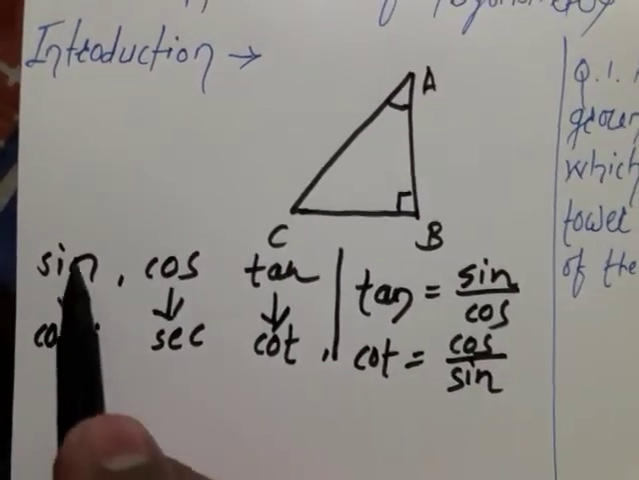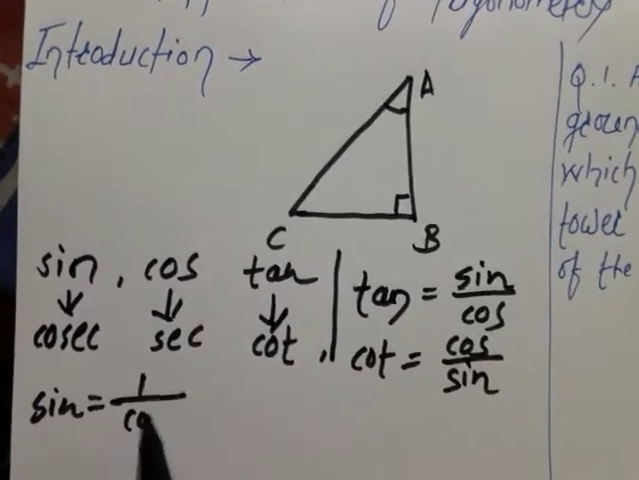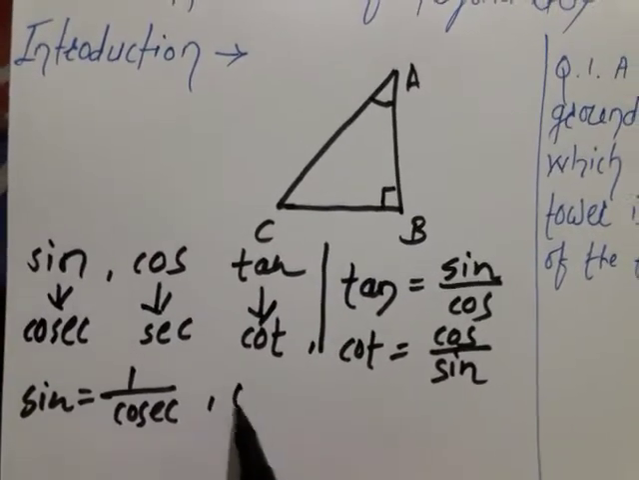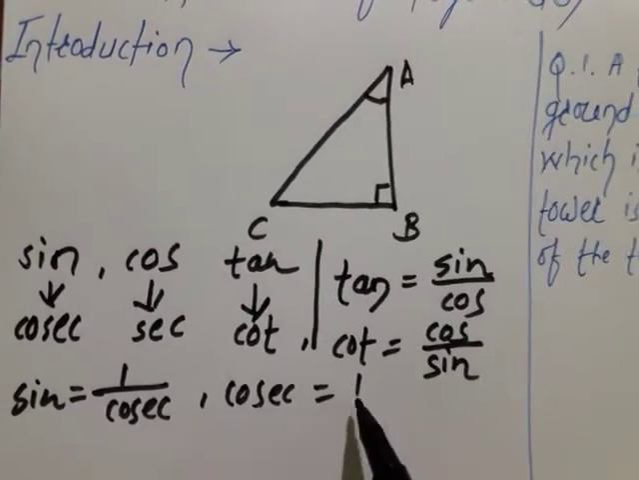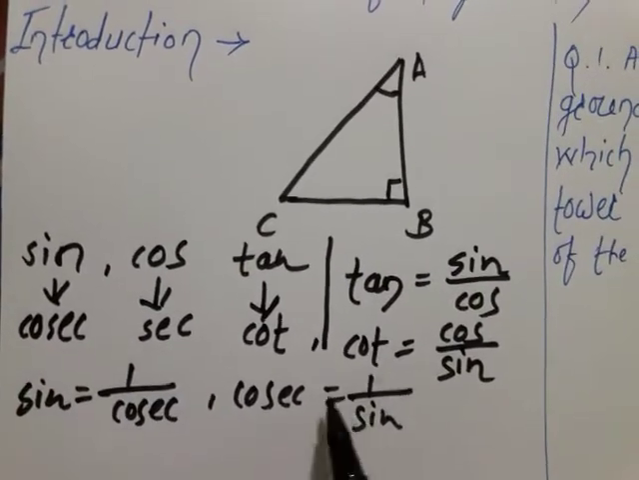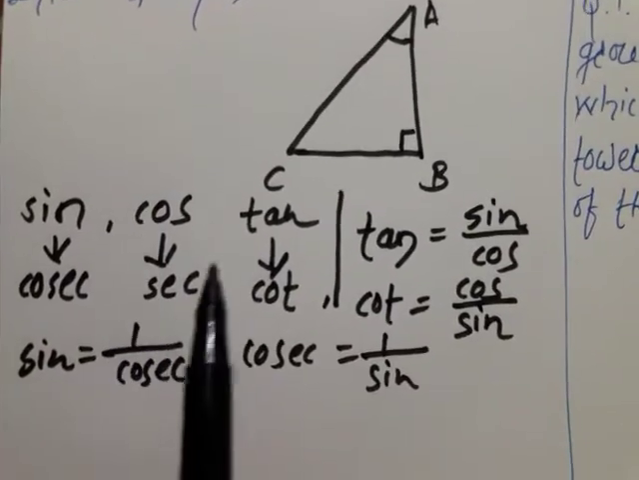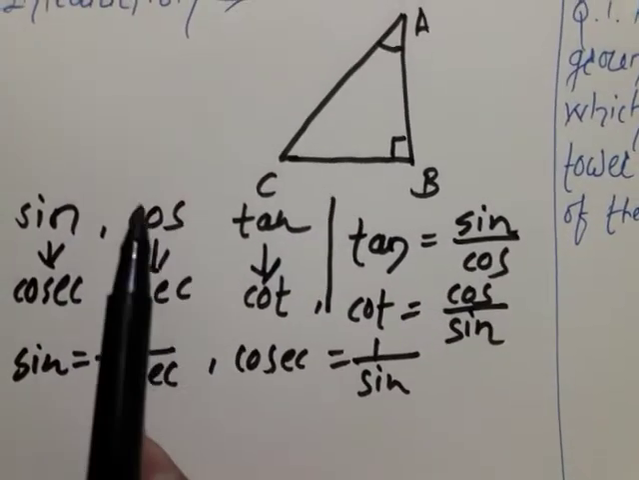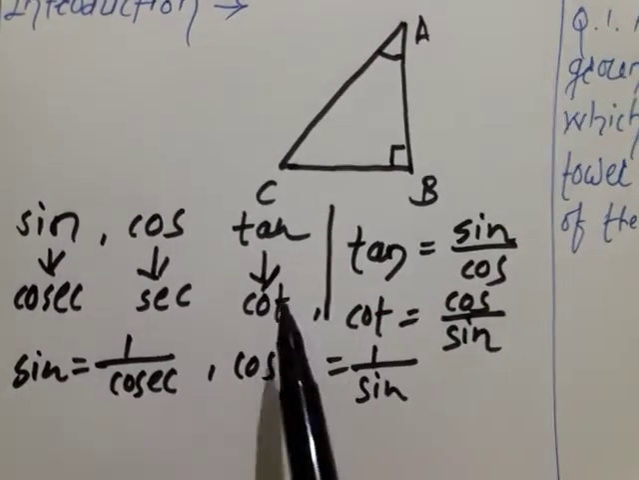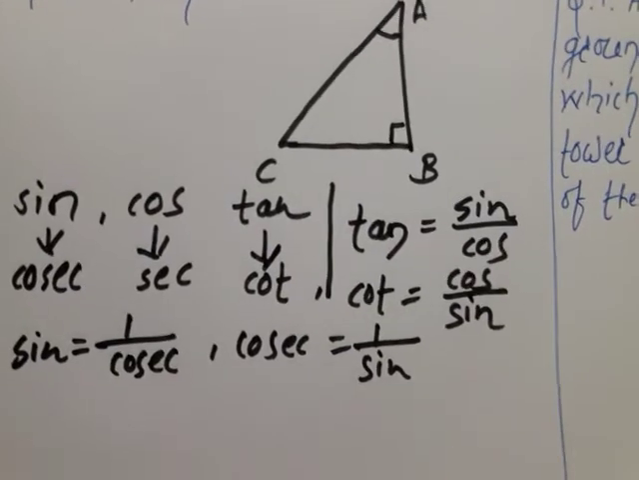These we wrote accordingly. Sine is equal to 1 divided by cosec, and cosec is equal to 1 divided by sine. Are you getting it? Like that we can write cos is equal to 1 divided by sec and sec is equal to 1 divided by cos. Tan is equal to 1 divided by cot and cot is equal to 1 divided by tan. Those are some important things.